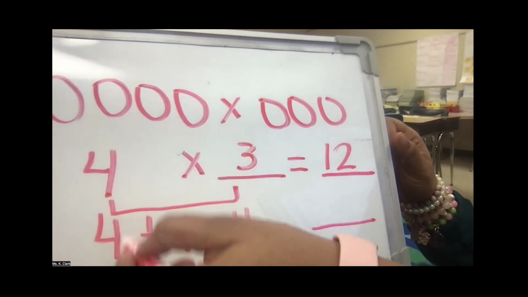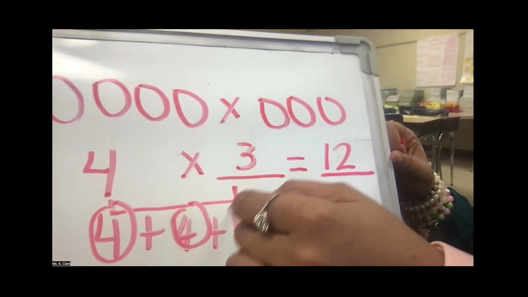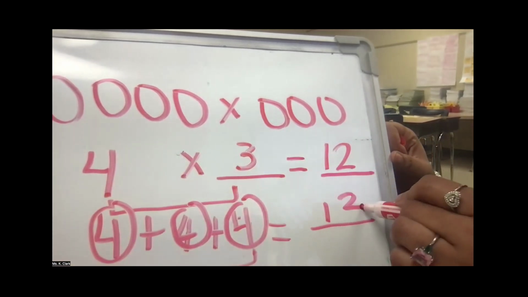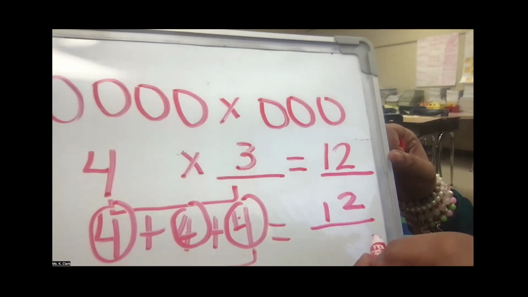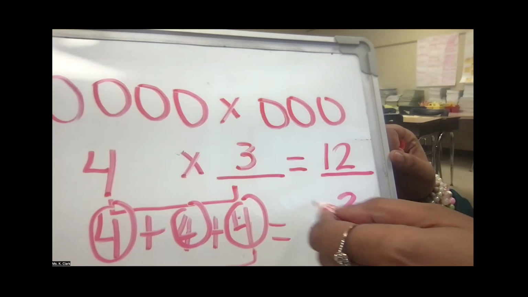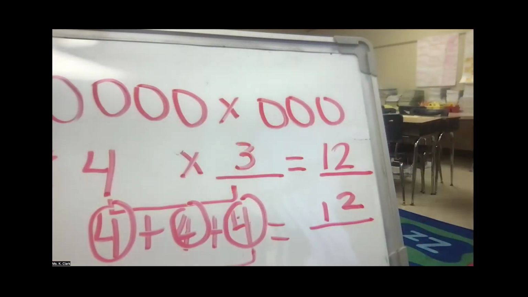Same thing right here. If I count 4 3 times, 4 plus 4 equals 8. 8 plus 4 equals 12. All right. I just wanted to use that as a strategy to show you. Are we going to master that today? No. This is what I want us to focus on. Okay.